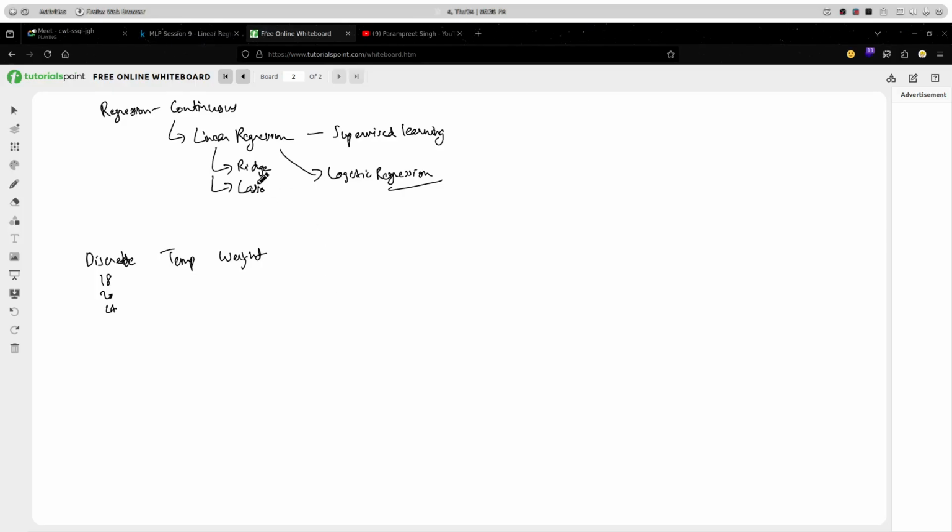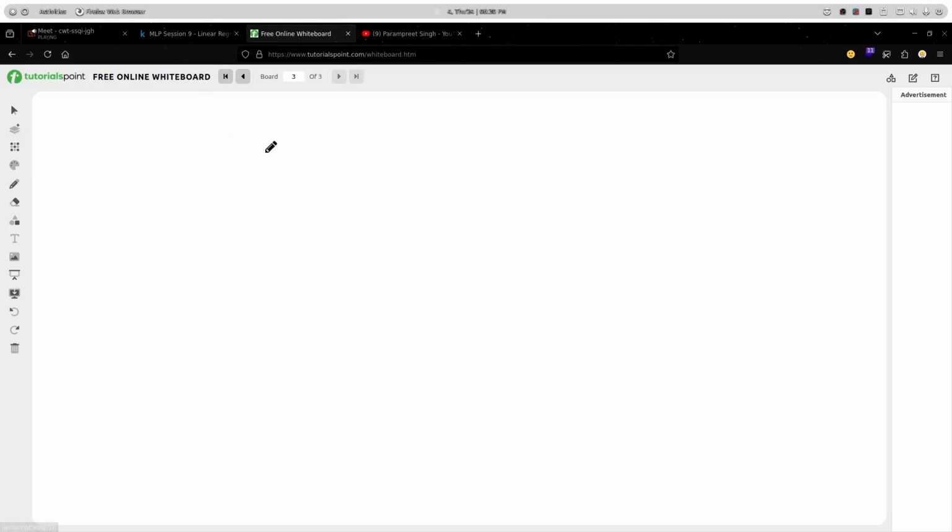Okay. The equation which we have for linear regression basically does the work for us and gives us the result in a continuous variable. Okay, so let's start. Linear regression.